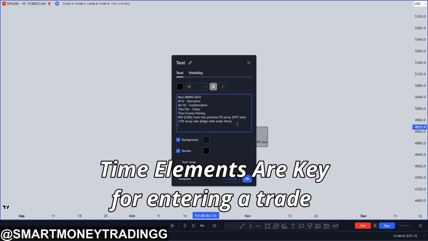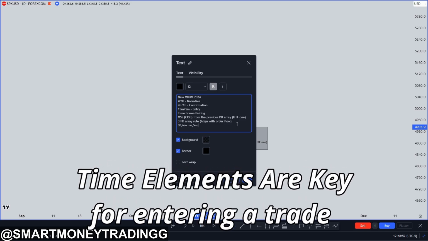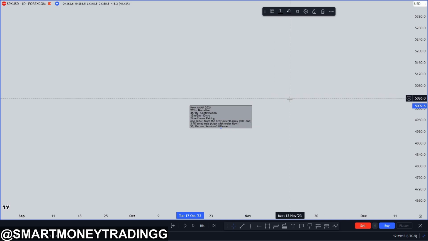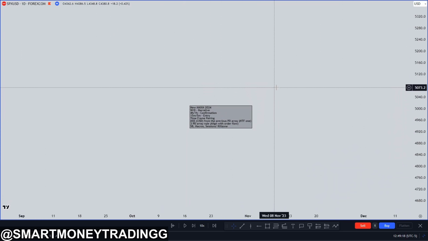And then eventually I use time elements. I use the silver bullet, the macros, and then the sessions / kill zones. I think this is pretty basic. I think everybody needs to use time elements. I think time elements are important. And after that, that's all I really do. I'm going to show you guys everything now, and we're going to show you the trade ideas using this model right here. So we're going to drop down on the charts and show you in the candles. I'm going to show you guys how I find it. So yeah, that's pretty much it.